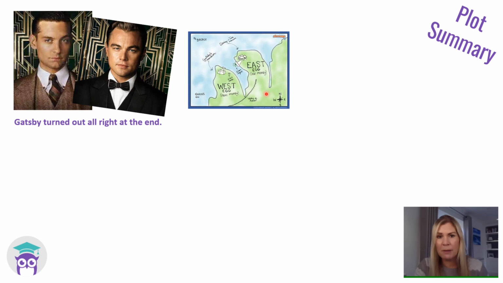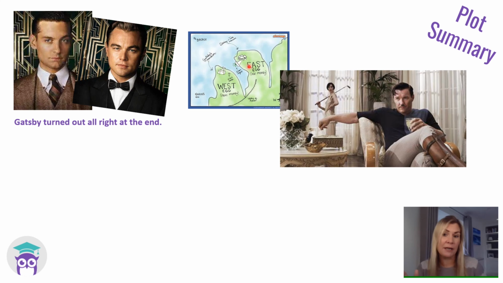But then he also talks about East Egg on the other side, which is the more fashionable place, and symbolises old money, which is where his friends, or I should say his cousin, Daisy, and her husband, Tom Buchanan, live. And the story begins with the night that he went over to their place for dinner.